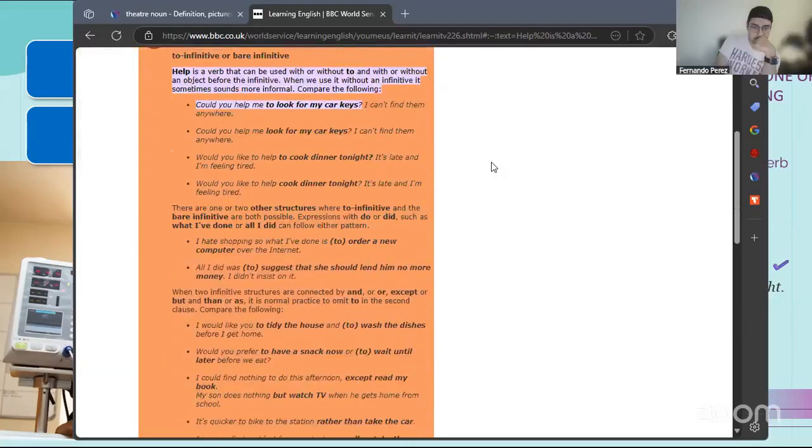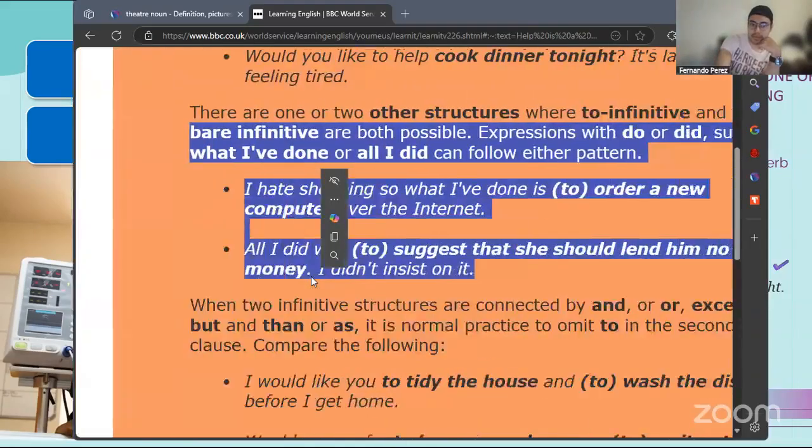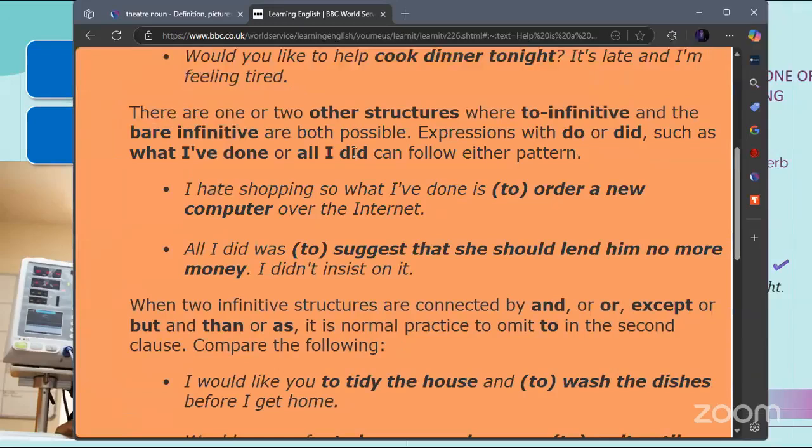So let's check these two structures. 1, 2, 3, read this section. There are one or two other structures where to infinitive and the verb infinitive are both possible. Expressions with do or did, such as what I have done or all I did, can follow either pattern. I hate shopping, so what I have done is to order a new computer over the internet.